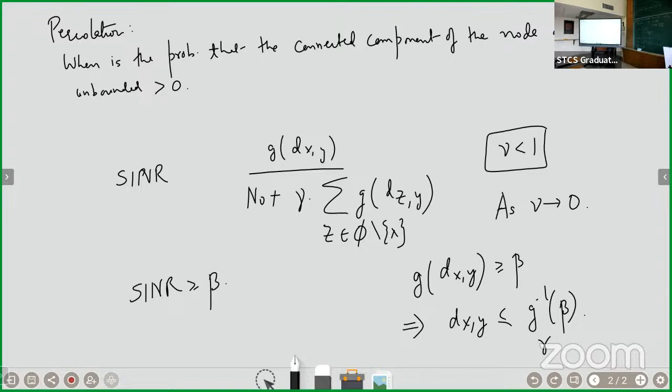So for gamma equal to 0, you get a graph which is identical to the disk model graph. And as soon as I increase the gamma, the only thing which can happen is I can drop certain edges. Nothing else can happen. So it's definitely a subgraph. I can't create new edges because this is a quantity which is always greater than 0. That's why the noise power is there. Otherwise, some crazy things can happen.